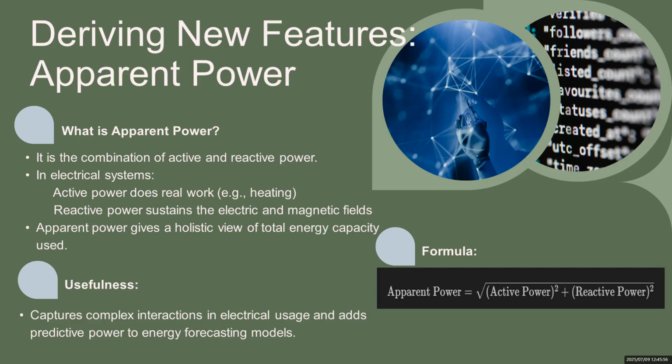Now, the usefulness is that this captures complex interaction in electrical usage and also adds predictive power to energy forecasting models. So this will enable our model to perform very well and also improves the performance and accuracy of the predictive model. Now, the formula for the apparent power is presented as the square root of the summation of the active power squared plus the reactive power squared.